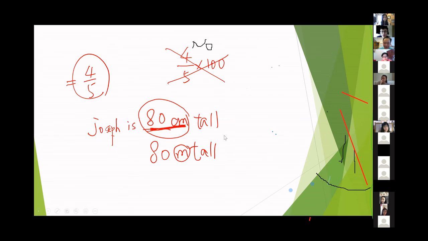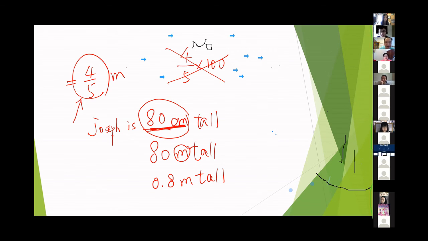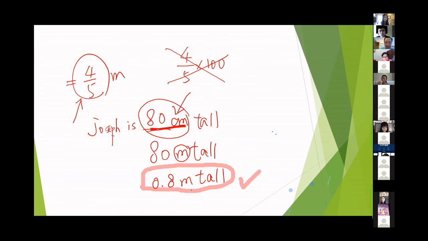So how about if they write 0.8 meters tall? Is that correct? It is 0.8 meters tall, right? That means 4/5, change it into decimal. Yes, thank you. We know that 4/5 is the answer, 4/5 meters. And also 80 cm and 0.8 meters are exactly the same as 4/5 meters, right? So this answer is accepted, this answer is accepted, but this answer is not.